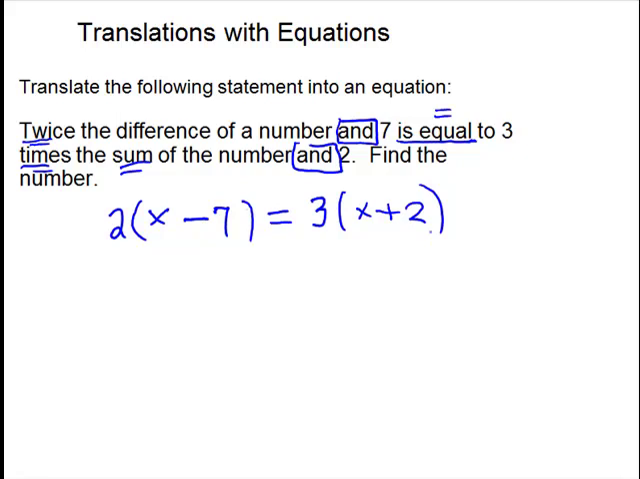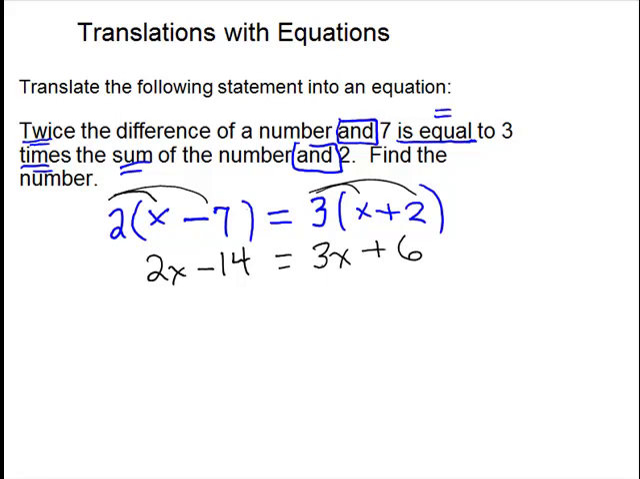All right, so to solve this one, first we will distribute and simplify on each side. So 2 times x is 2x. 2 times a minus 7 is a minus 14. Parentheses comes off. Other side, distribute your 3. 3 times x is 3x. 3 times 2 is 6. Parentheses comes off.